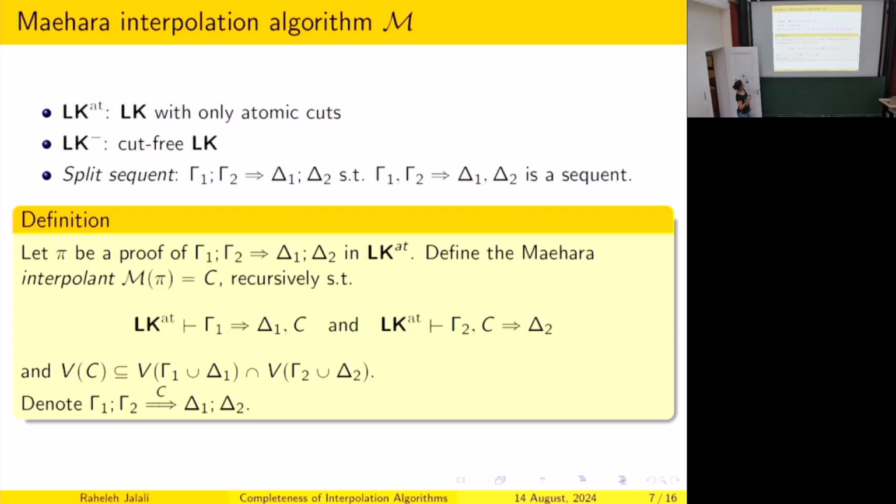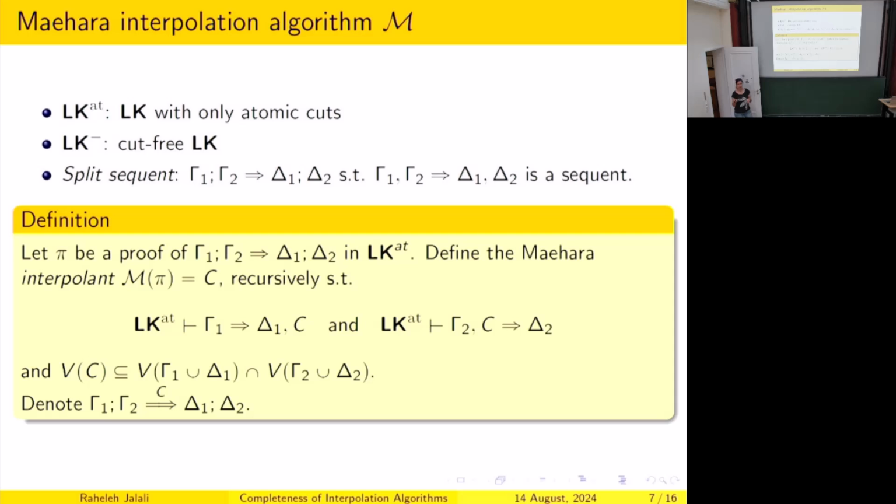One more notation is split sequent. It's basically partitioning the left-hand side and right-hand side of the double arrow by this semicolon. And this expression simply means that gamma 1, gamma 2, double arrow delta 1, delta 2 is a sequent. And now the interpolation procedure. So let pi be a proof of this sequent in LK with atomic cuts. So you see the partition here, right?